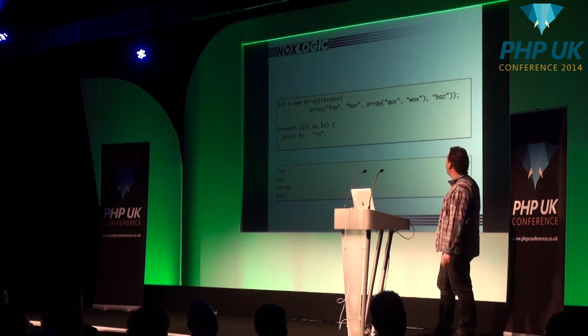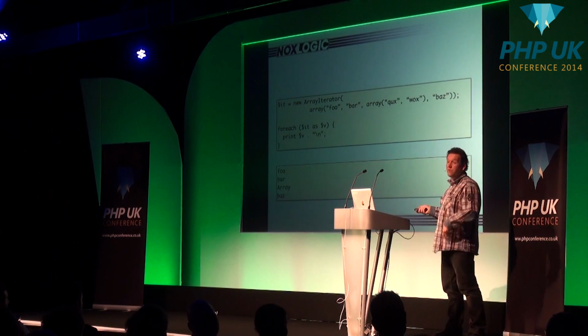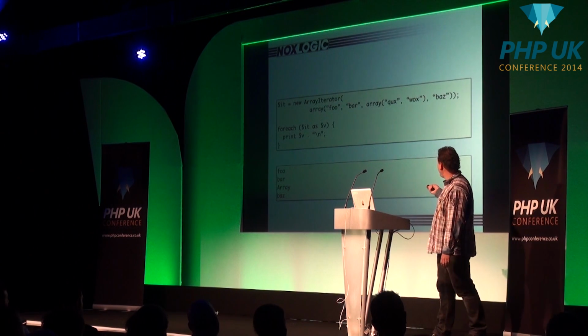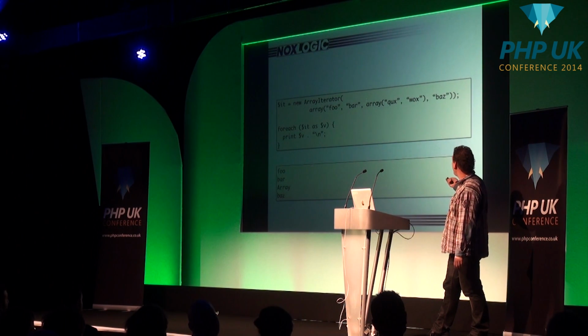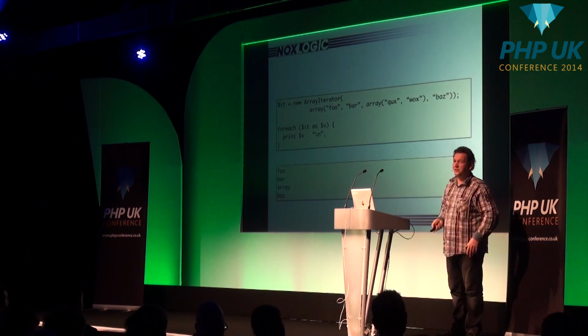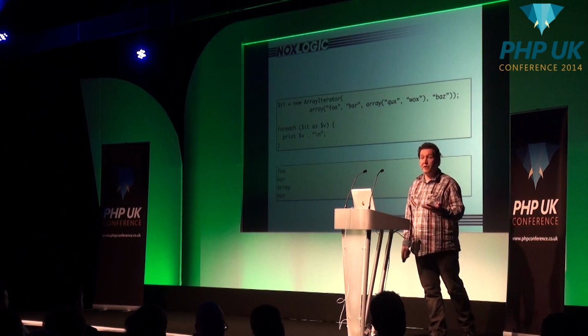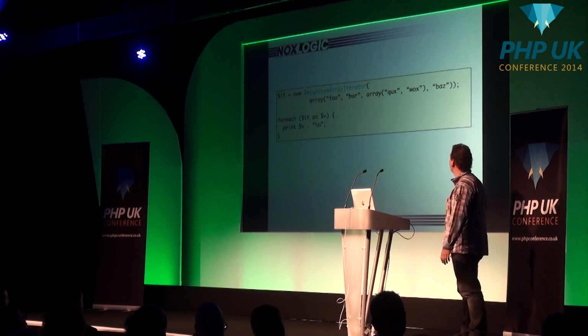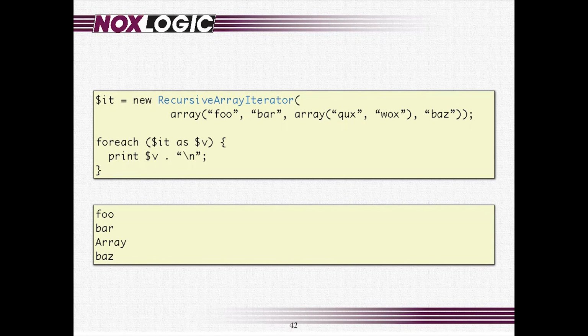Why is this happening? Because the iterator only iterates the elements. So it iterates a string, another string, it sees an array, and it sees a string. It doesn't care that that array could also be iterable or whatever. It doesn't matter. It's not its job. So we need a RecursiveArrayIterator. Like this. And now the output would be, yeah, exactly the same.